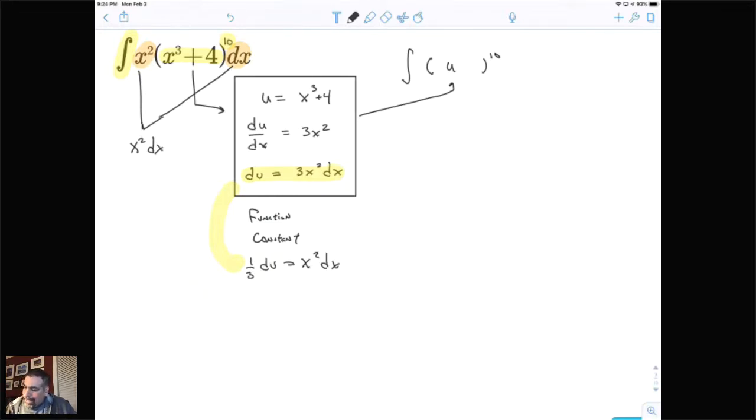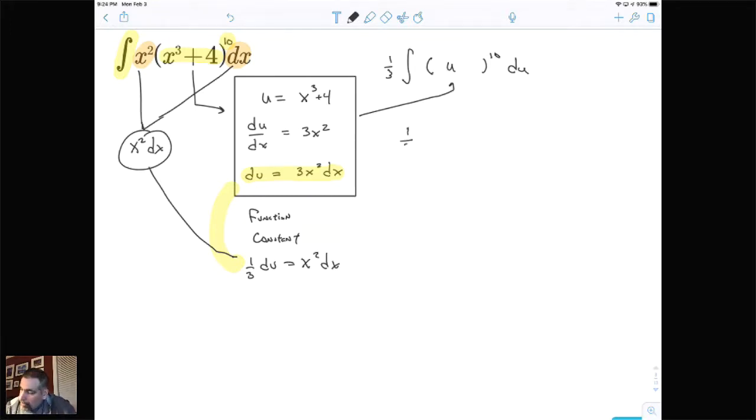Because of that, we now can say that x squared dx can be rewritten as 1/3 du. And now we're going to bring 1/3 du in place of the x squared dx. At that point in time, every piece of our integral is accounted for. So we basically got a brand new function, a brand new integral over in U world. And the question now is, is it one that we're supposed to know?